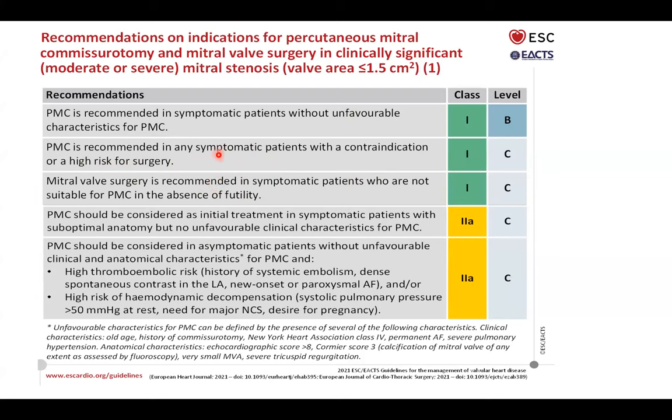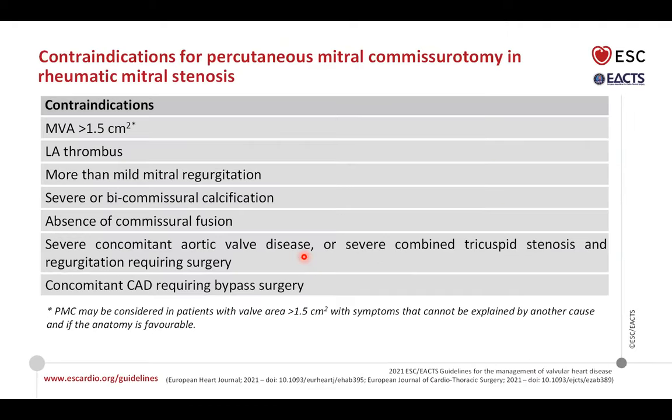Yes, so just do percutaneous balloon commissurotomy unless you have a contraindication. It is the preferred first line. There are class 2A indications for other groups of patients, like those with high thromboembolic risk, but if they are asymptomatic, we can look at these later.